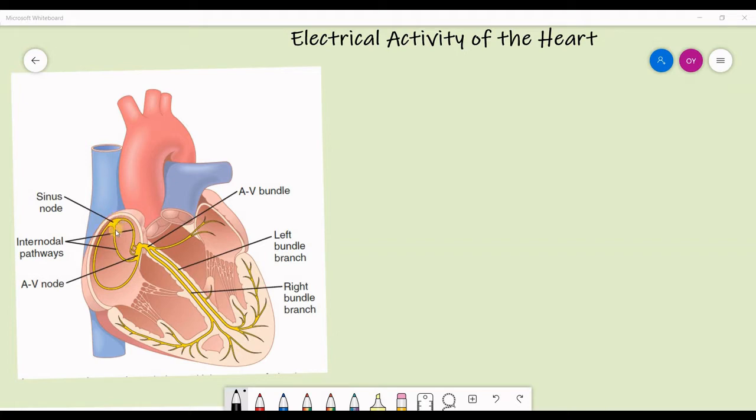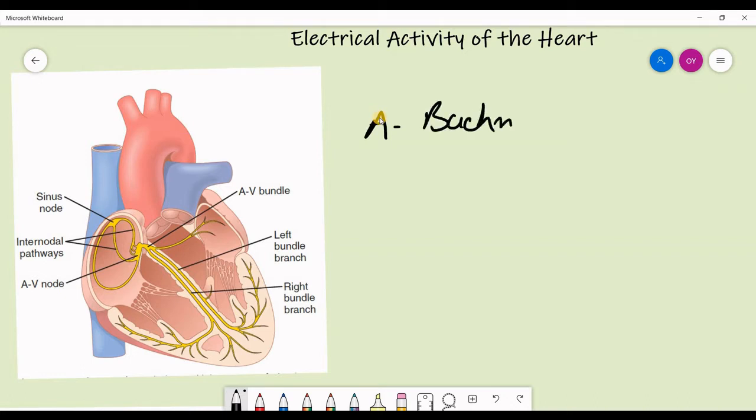This SA node is in direct contact with atrial muscle cells, so the impulse generated here will travel to the atrial muscle cells and cause them to contract. The impulse from the SA node also travels to another node called the atrioventricular node or AV node, mainly through three internodal fibers.